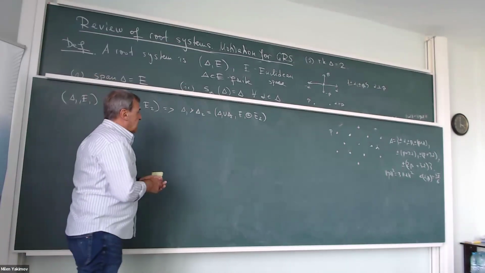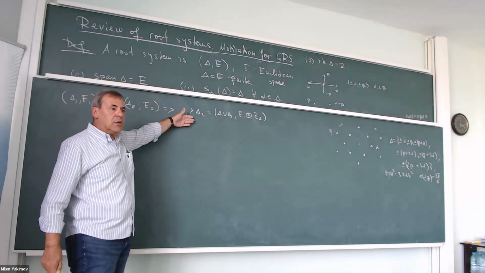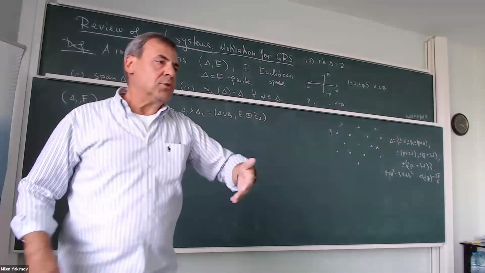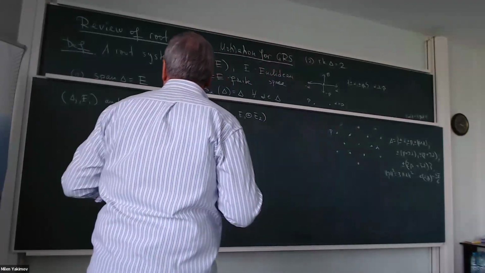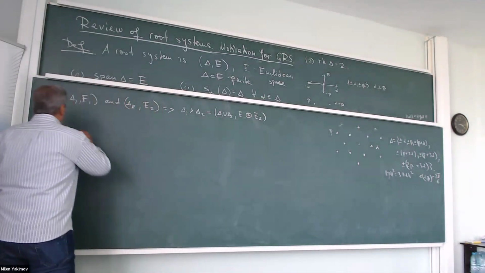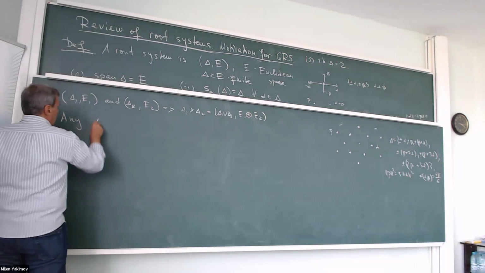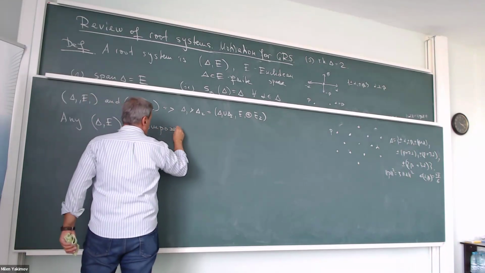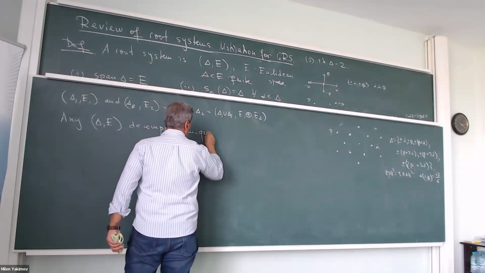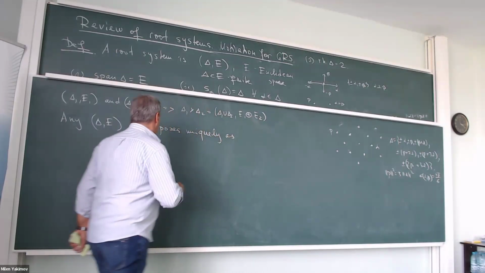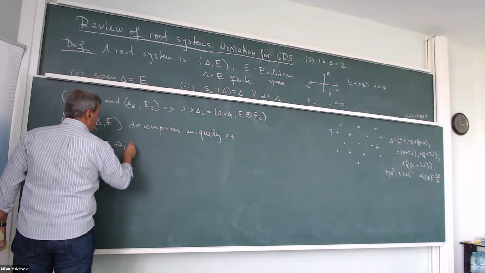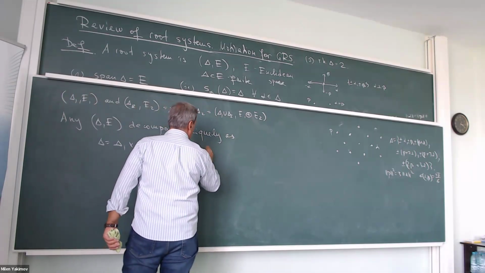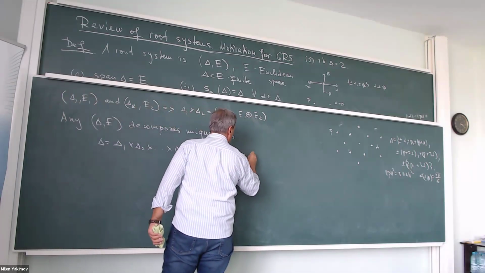And conversely, I say that delta decomposes if I can write delta in this way. A system that decomposes is reducible, and any delta decomposes uniquely as delta equals delta 1 union delta 2 ... union delta K, where the delta i are irreducible.